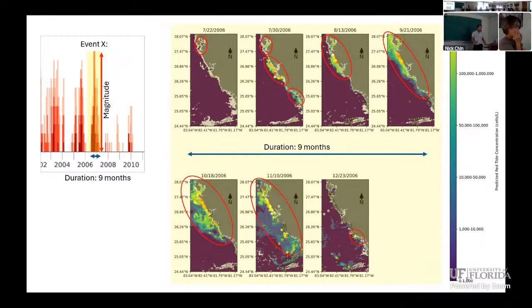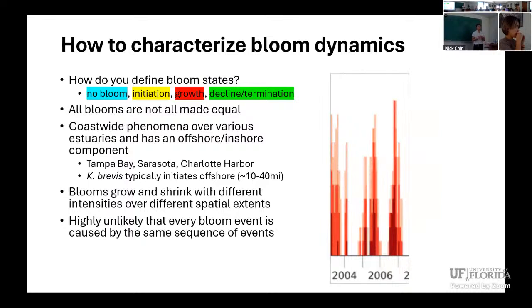Likewise with the BSI in the extreme to the left. Okay, so how do we actually go about characterizing these blooms? There are certain states that we're interested in as scientists: there's this no bloom state, and there's this initiation state when it kind of gets off the ground, growth, and then eventually this decline and termination of red tide.